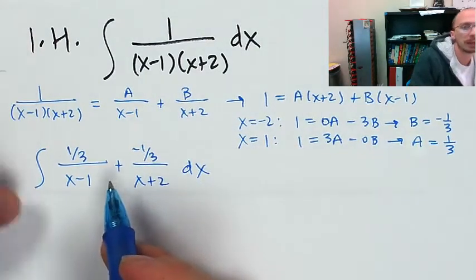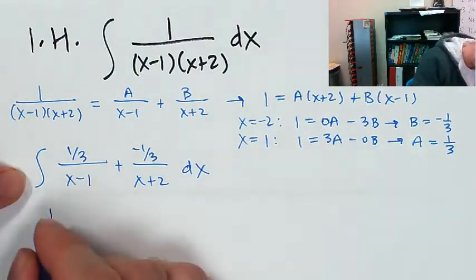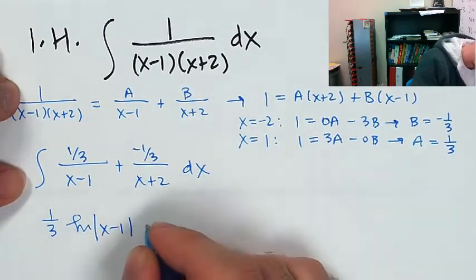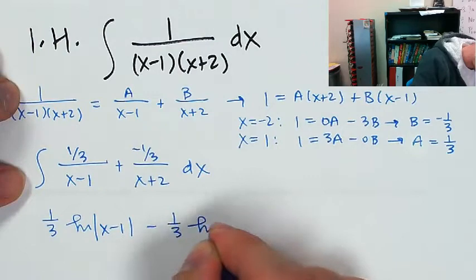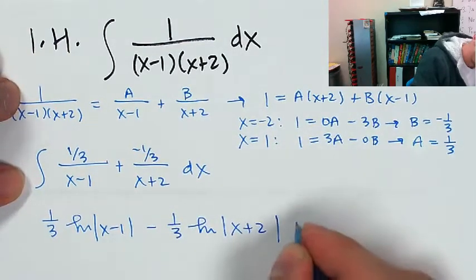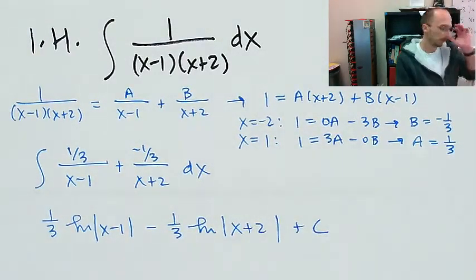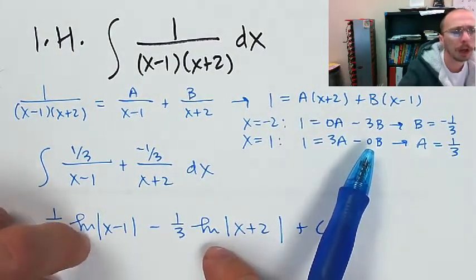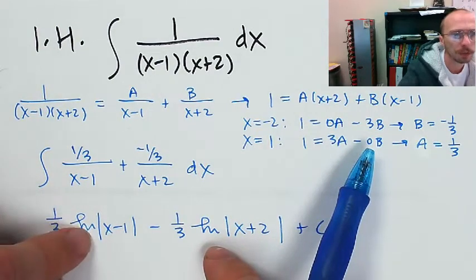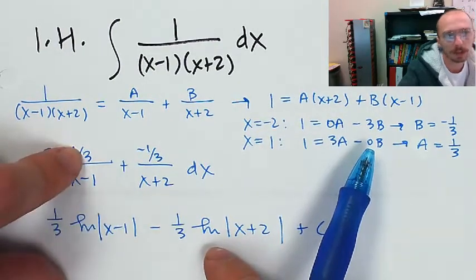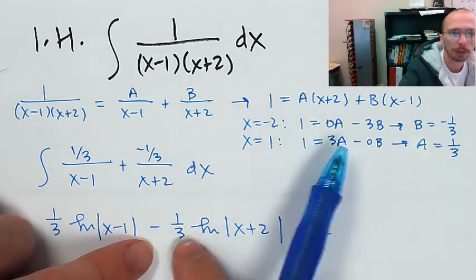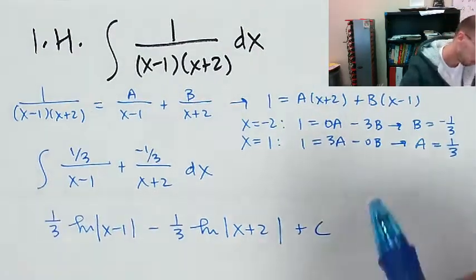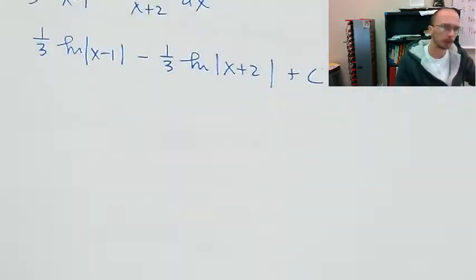Okay, so when I go to find an antiderivative here, it'll be 1/3 of the log of the absolute value of x minus 1 minus 1/3 of the log of the absolute value of x plus 2, plus c because it's an antiderivative. Okay, and if you take the derivative of these, mentally to check, it'd be 1/3 times 1 over x minus 1, which would be this thing, minus a third of 1 over x plus 2, which is going to be that thing, so it works.